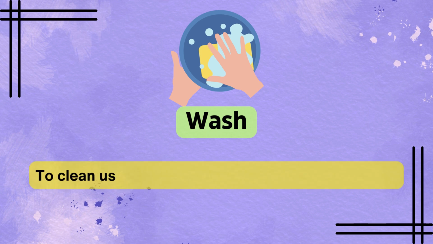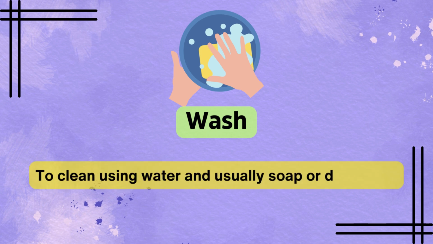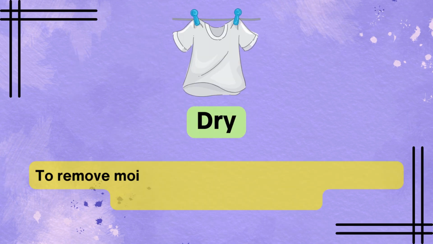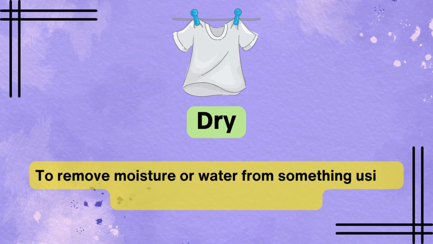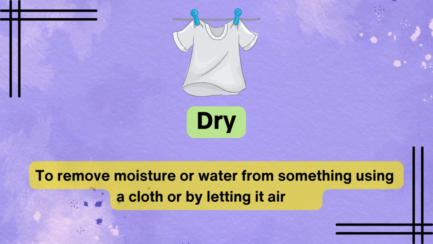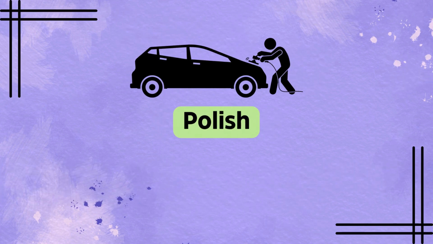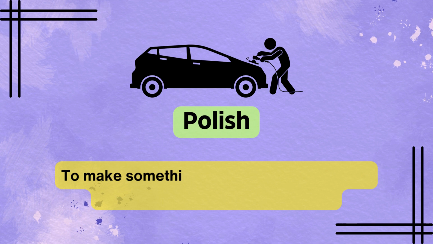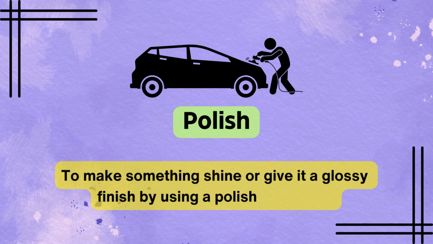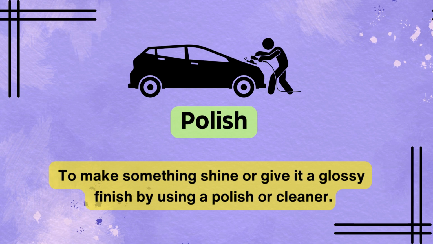Wash. To clean using water and usually soap or detergent. Dry. To remove moisture or water from something using a cloth or by letting it air dry. Polish. To make something shine or give it a glossy finish by using a polish or cleaner.